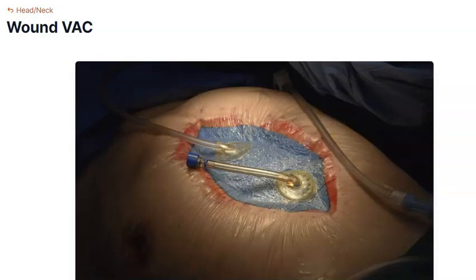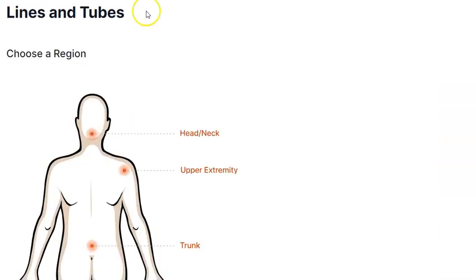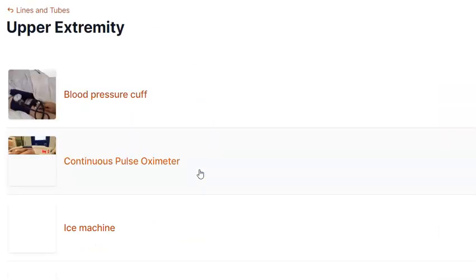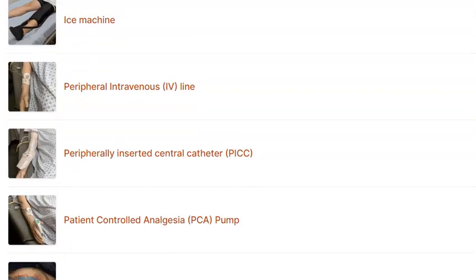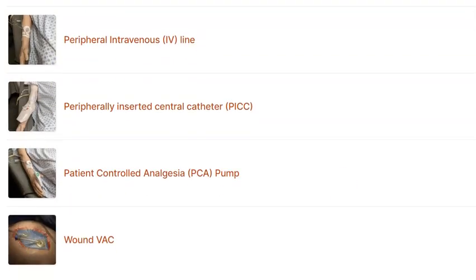So depending on where it's at. So usually, even this is where the wound vac would be. I think there might be two going on right here. Let's see, some other things too. Obviously you've seen a blood pressure, pulse ox. I'm sure you've seen maybe an ice machine before, IV, what a PICC line would look like. So make sure you look over each one of these.